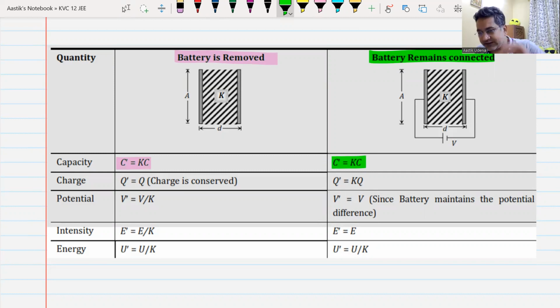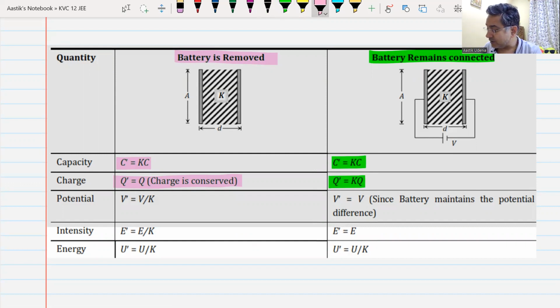But there are other things you have to understand. When the battery is removed, the capacitor is isolated. And if a conductor is isolated, its charge will remain the same. So if Q dash is the final charge, that charge will be the same as Q, the initial charge. Do we understand this? First understand, then write. But in the second case, where the battery is connected, the charge on the capacitor plate becomes K times. So that is the difference between the two cases.